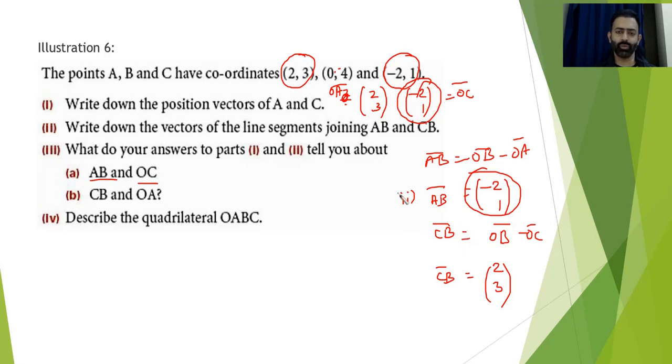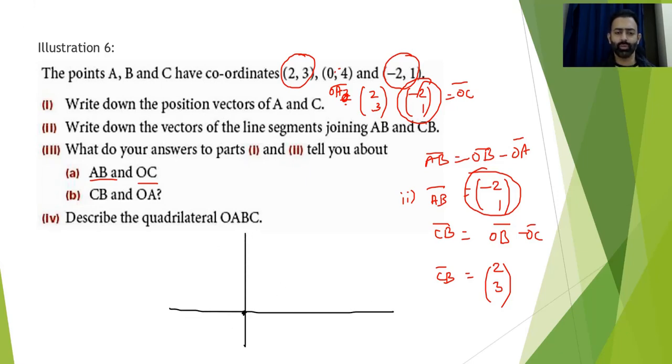So if these four vectors are equal, there must be a quadrilateral forming. We have to describe the quadrilateral OABC. What kind of quadrilateral is this? Let us plot these. Not a full plot, but let us have a rough sketch.